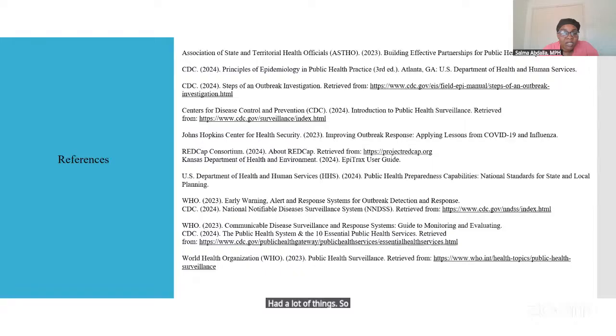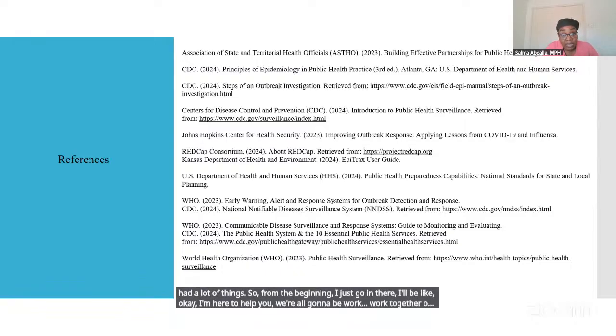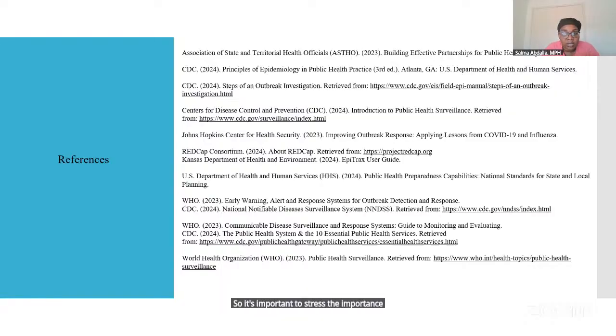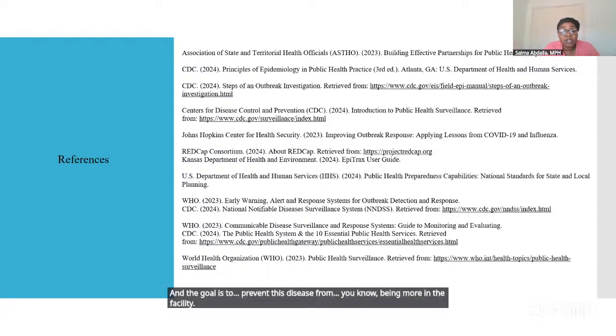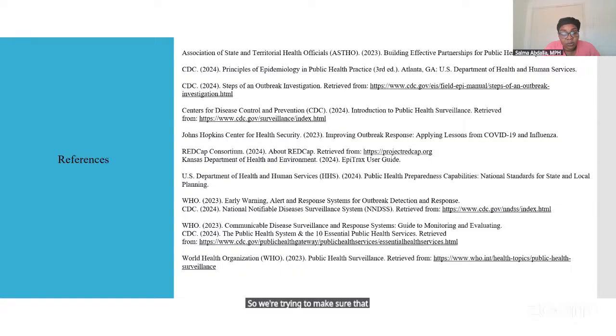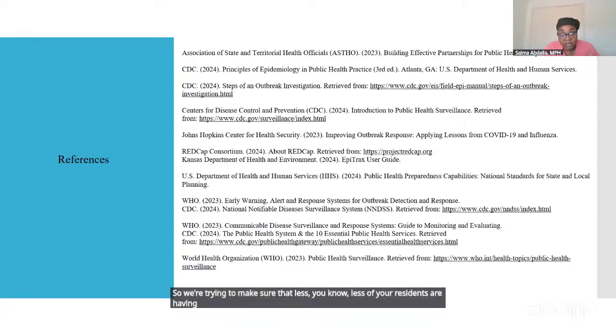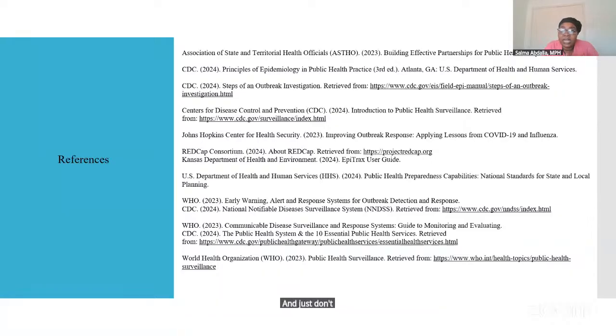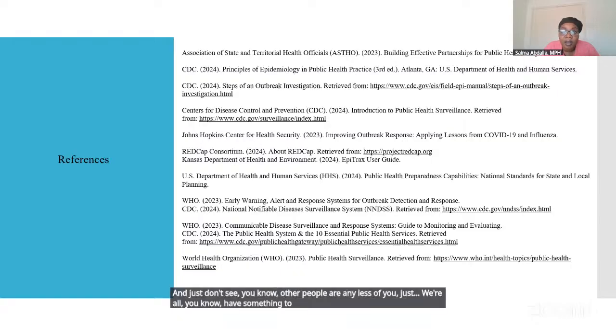So from the beginning, I go in there and say, okay, I'm here to help you. We're all going to work together on this. There's a collaboration. It's important to stress that. We have a goal, and the goal is to prevent this disease from spreading more in the facility, so that fewer of your residents catch the disease. So let's just work on that, and not see other people as any less than you. We all have something to share and offer.